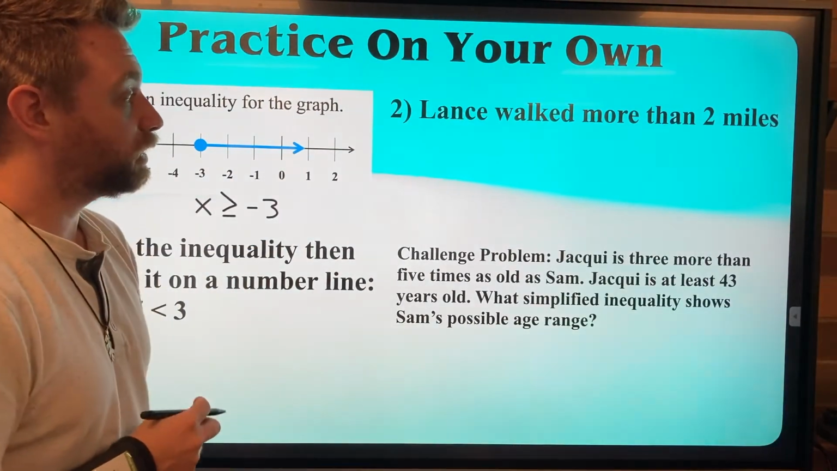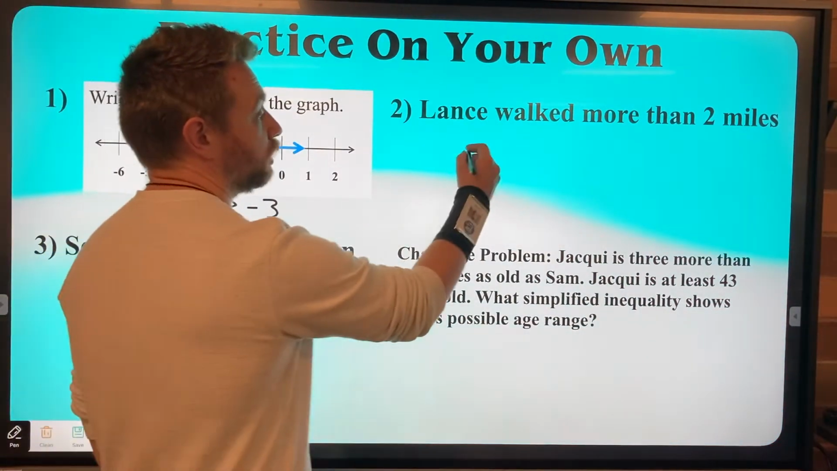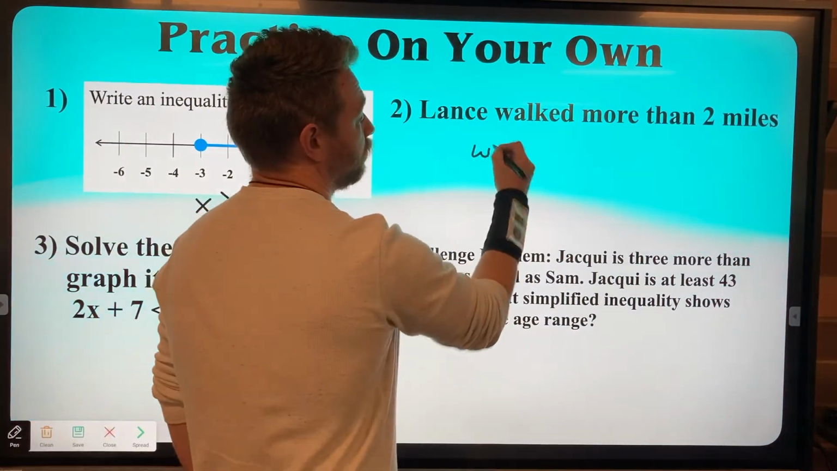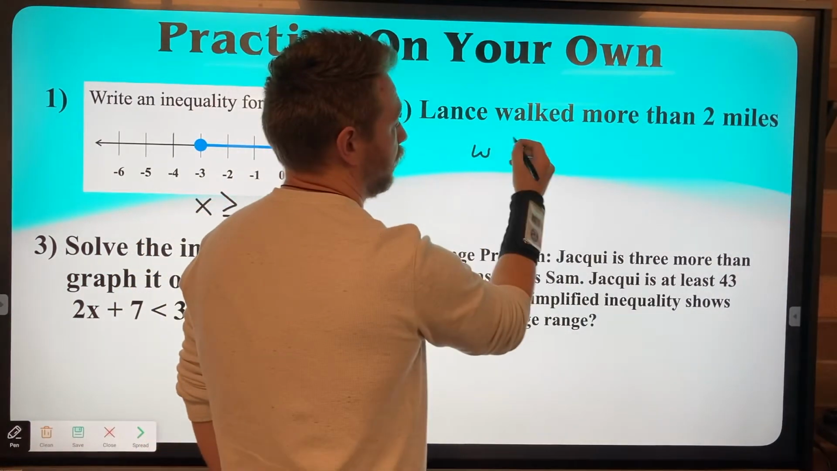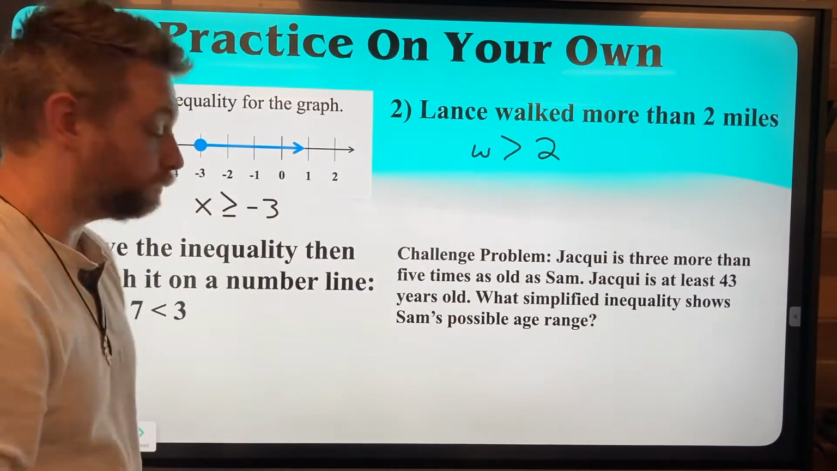For this one, it says Lance walked more than 2 miles. We just have to write an inequality from that statement. So I'll use W for the number of miles walked, and it says more than, so W is more than 2. That's it for that one.